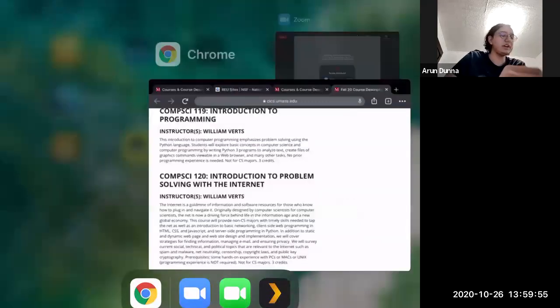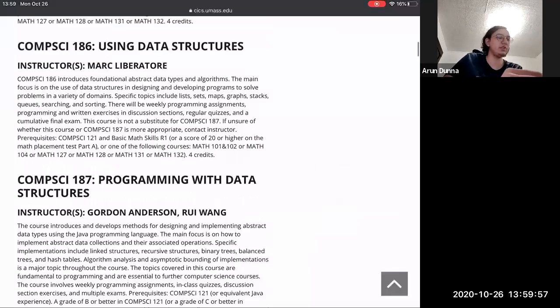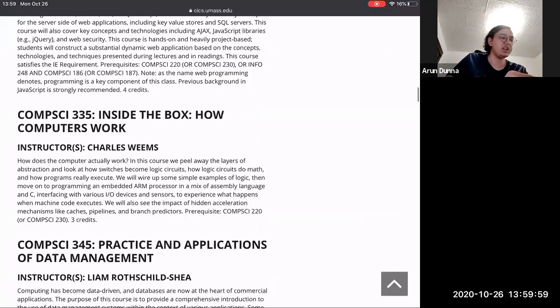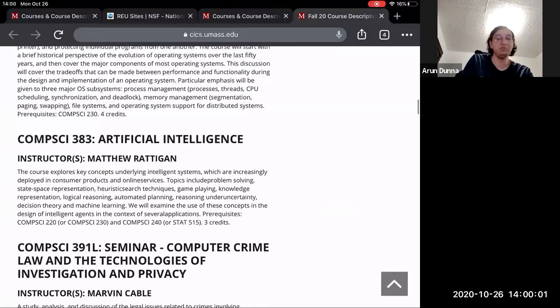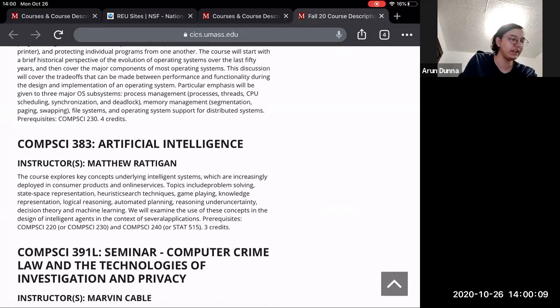So with game theory, we do cover this in 383 as well, the undergrad artificial intelligence course. Since it's really foundational, that's included in the game playing, logical reasoning, and decision theory portions. Okay. Decision theory, and that's sort of game theory, right? That's what that encompasses.